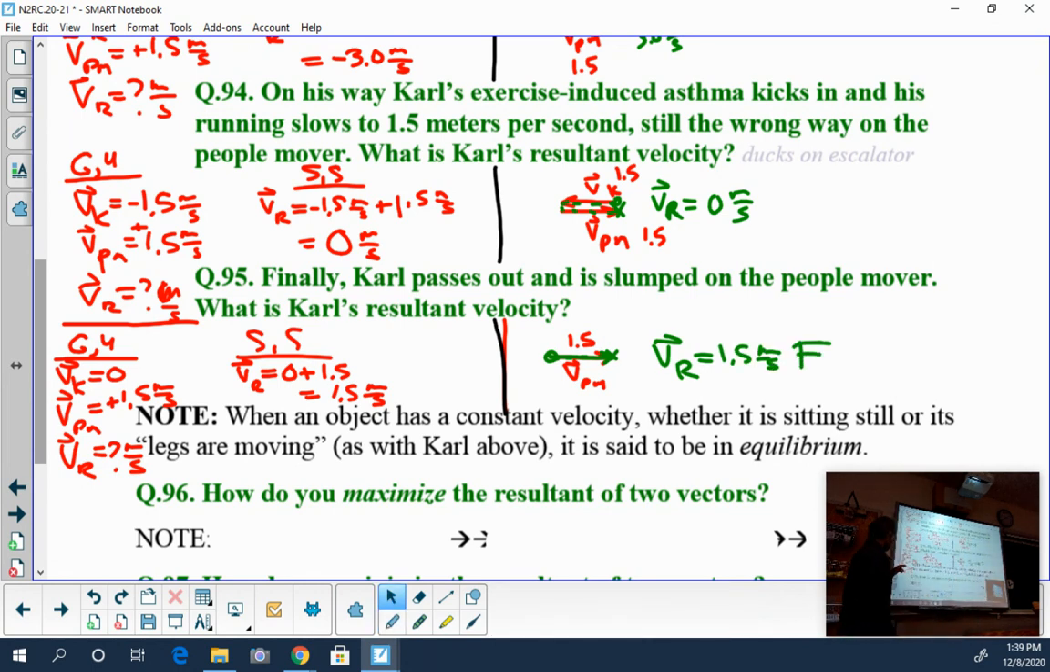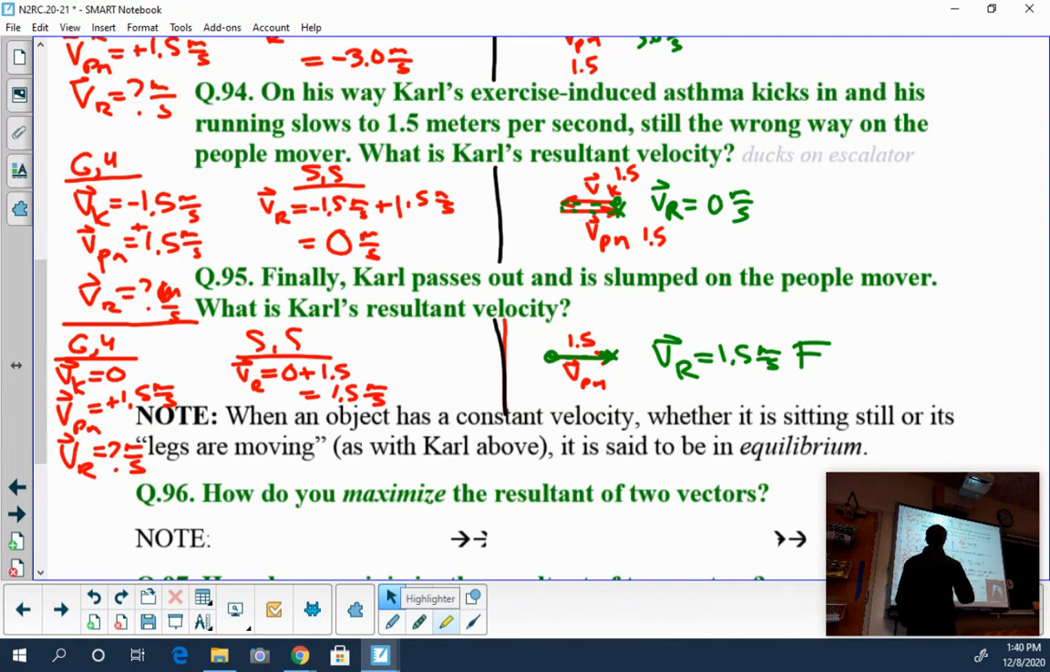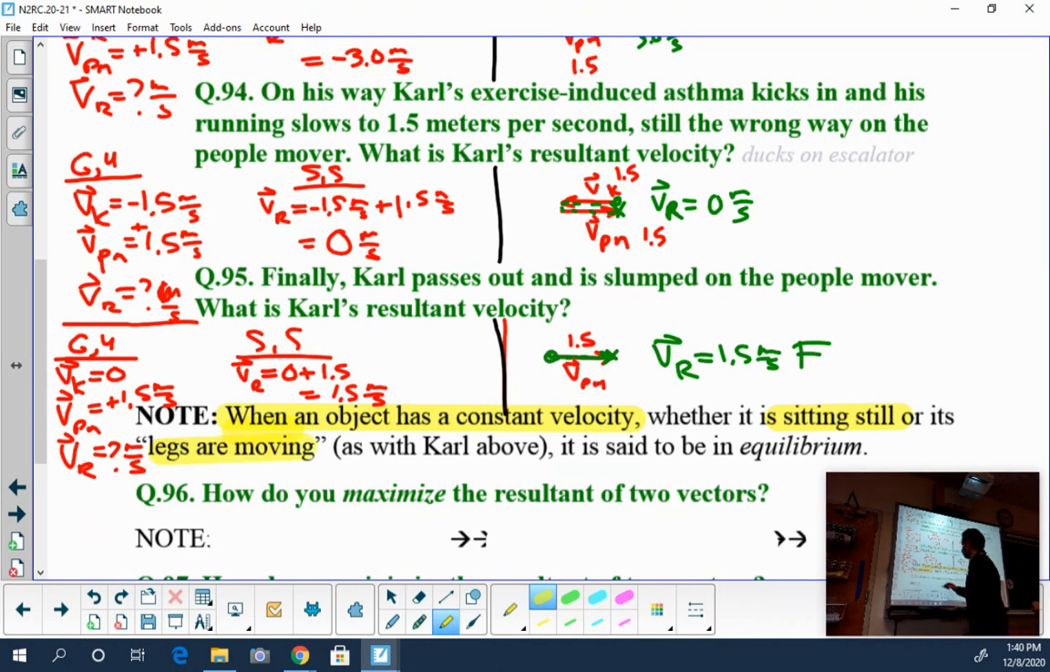Okay, so here's an important note. Focus on this note. This note says, come on, highlighter. Give me any love? Maybe not. Anyway, when an object, there we go. Oh, we are getting some love. When an object has a constant velocity, it can be at rest or it can be in motion. Either way, it's equilibrium.